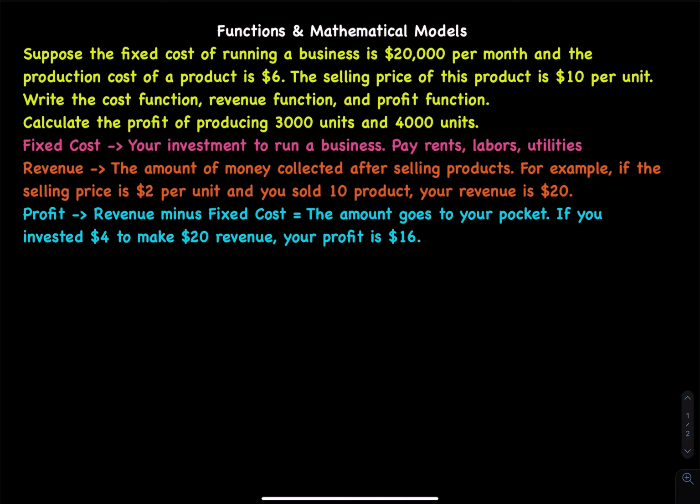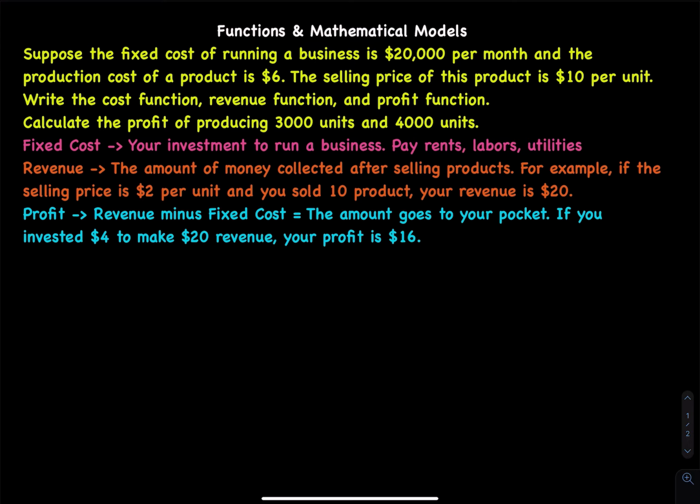So what is fixed cost? Fixed cost is, in order to run the business, you have to make an investment. So fixed cost is your investment to run the business. For example, you have to pay rents, labors, and utilities. Even if you are running a very simple business, say selling lemonades, hot chocolates, and cookies in front of your house, you have to pay for those lemonades and cookies, right? So before you earn any money, you have to make a certain investment to buy some stuff, and then you use that stuff to make more money. So fixed cost is your investment.